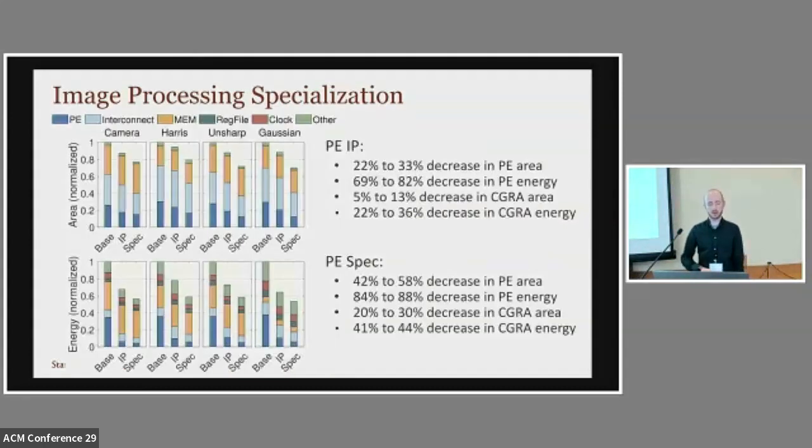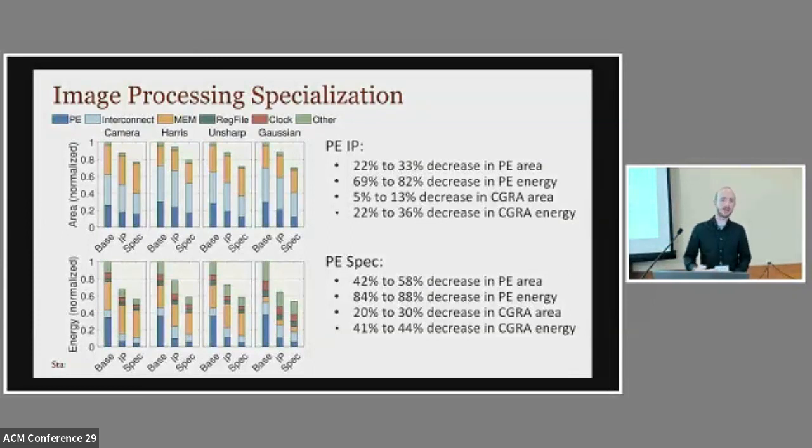So in this slide, I'm showing some area and energy reports for full CGRAs that we've generated with these specialized PEs. So you can see there's 4 columns for each of the 4 image processing applications, and each bar is broken down into the component parts of the CGRA, with the PE specifically on the bottom in the dark blue. So you can see, going from the baseline PE to the PE that's specialized to image processing, we see significant decreases in both the area and the energy of the PE, which results in a decrease in the full CGRA energy and area as well.